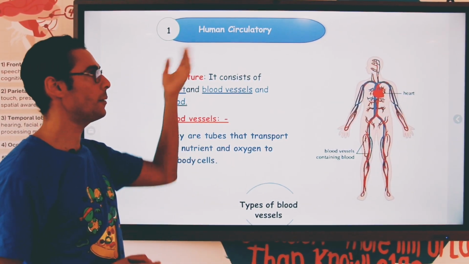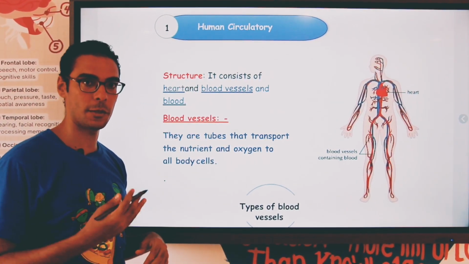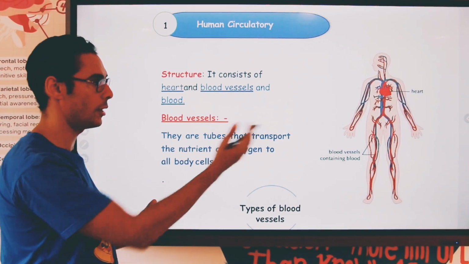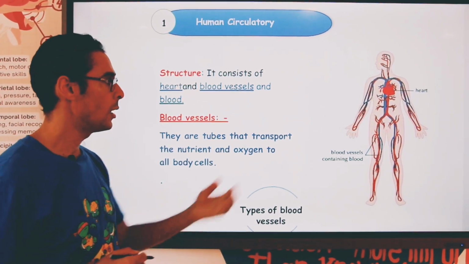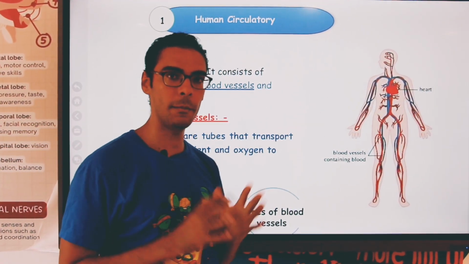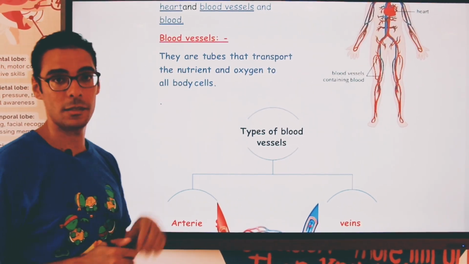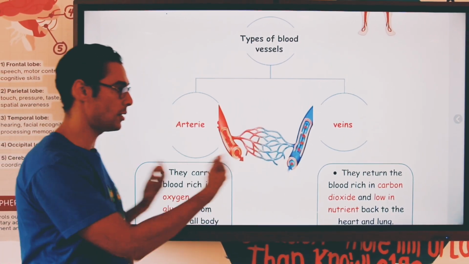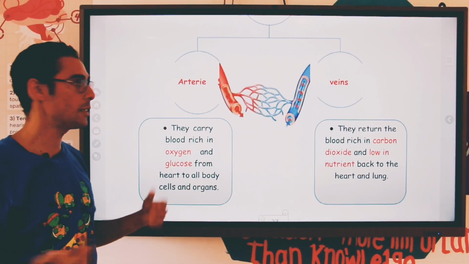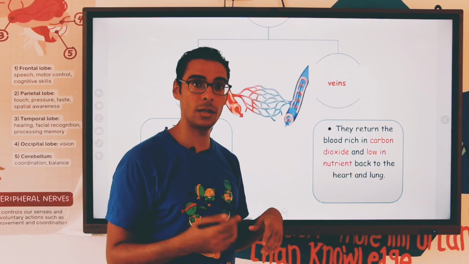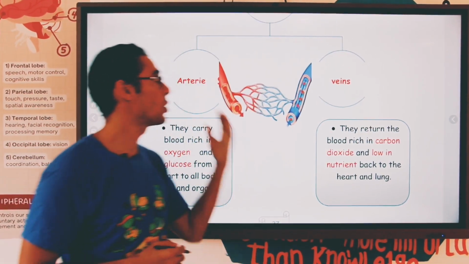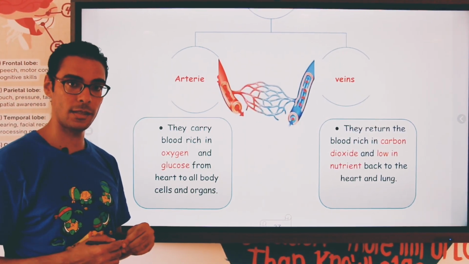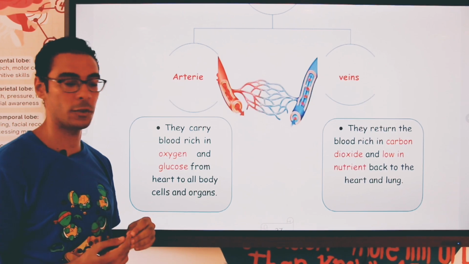It's made up of the heart, which is the first part, the most important part in the human circulatory system. The main function of the heart is pumping the blood. The second part, blood vessels. The blood vessels actually are divided into two main types, as you see there. The first kind is the arteries. The second one is the veins. So the two main kinds of blood vessels are for two different functions.